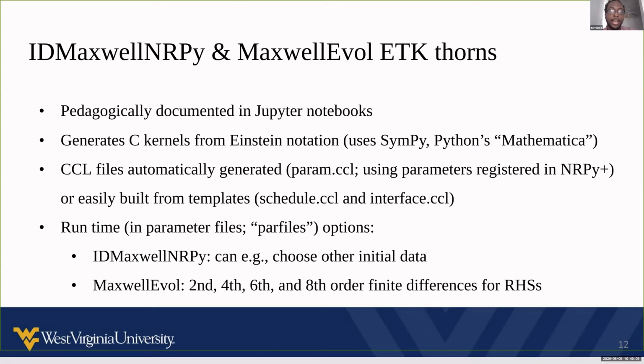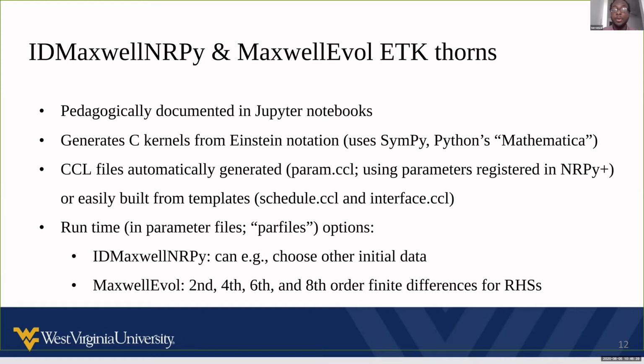And they're both the thorns, the initial data thorn and the evolution thorn, written such that at runtime you can choose different options for initial data. Right now we only have the toroidal dipole fields initial data, but maybe we might add others. We're still thinking about it.